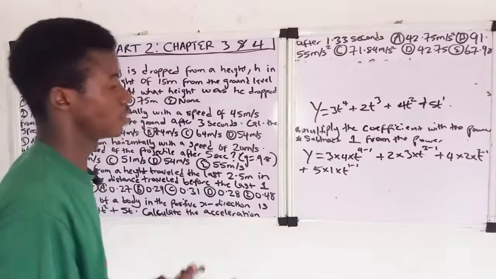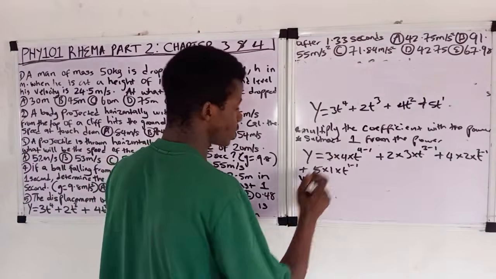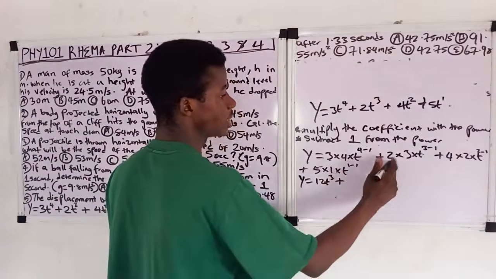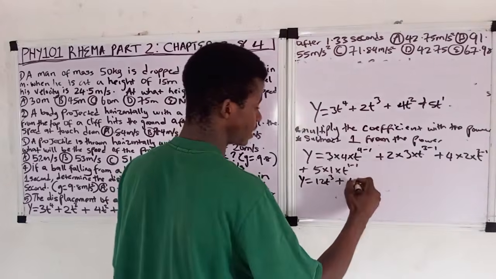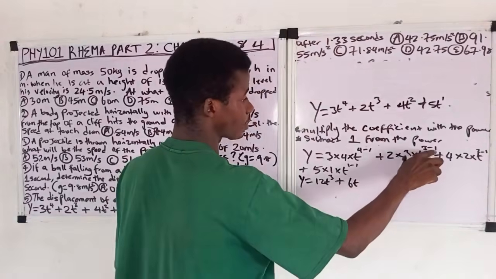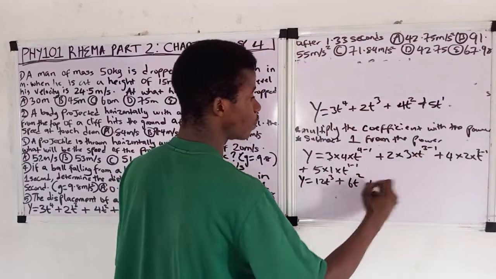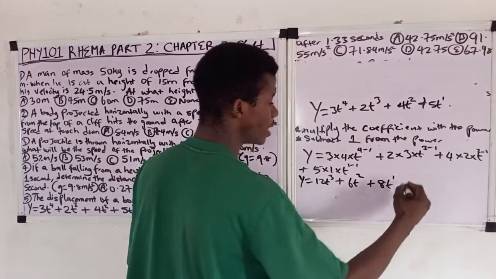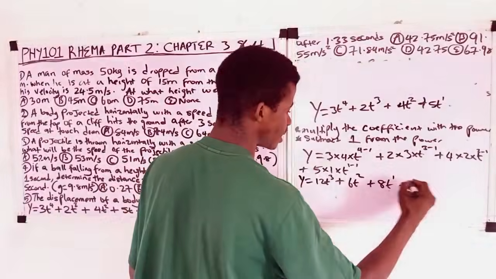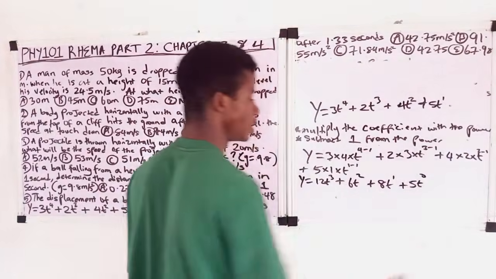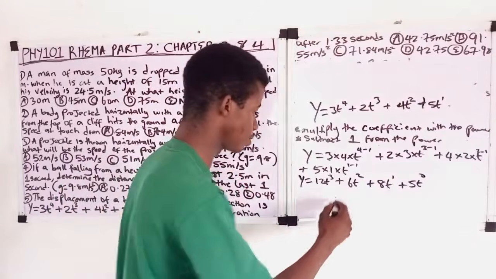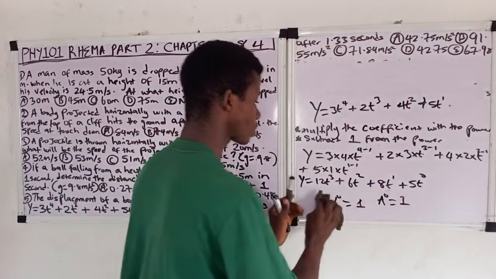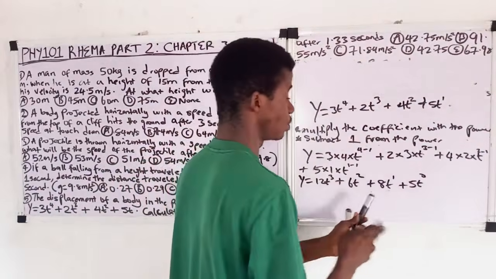Okay, now let's continue. So y will be equal to 3 times 4 will be 12, then times t, then 4 minus 1 will be 3, right? Then plus 2 times 3 is 6, then times t, 6t, subtract 1 from 3 will be 2, right? Then plus 4 times 2 is 8, then t, 2 minus 1 is 1. Then plus 5 times 1 is 5, then times t, 5t, 1 minus 1 gives us 0, right? Yes, remember, any number raised to power 0 is 1, right? So since t is raised to power 0, t will be what?